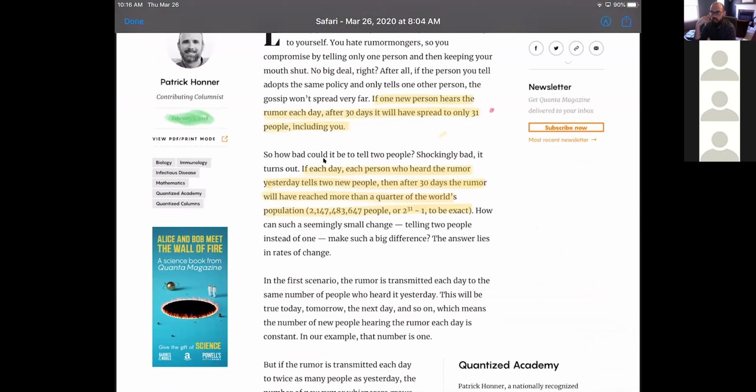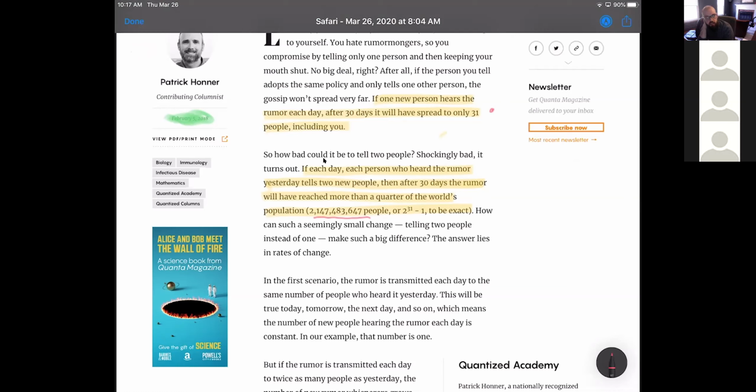At the end of 30 days, it's not going to be 31 people that know. It's going to be this number right here. Okay, so that's 2 billion people. The difference between telling one person and telling two people is extraordinary. It goes from 31 people knowing the rumor to 2 billion people knowing the rumor.